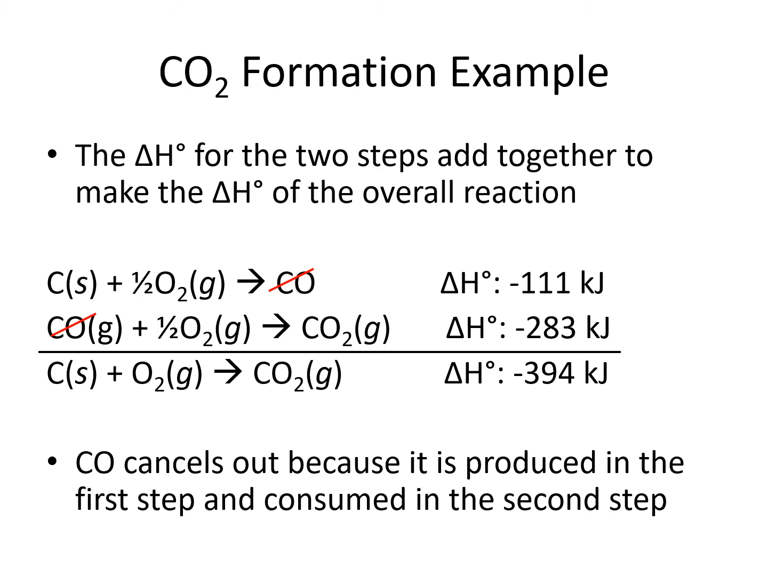So then we can just bring everything else down on the correct side of the arrow. We have carbon solid. We have 2 of our 1/2 O2s, so 1/2 plus 1/2 makes 1. So in our final equation, we have 1 O2 molecule. And then on the right side, we have our CO2 gas. So we added our two equations together for our two steps, and we add our delta H's together. And that gives us that same delta H that we experimentally measured.